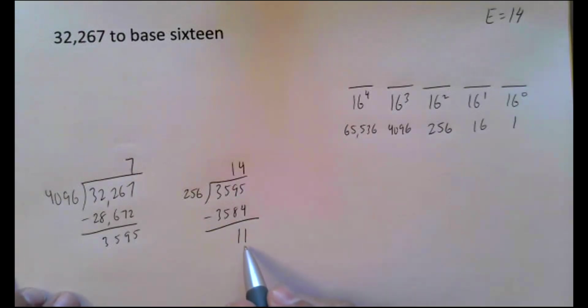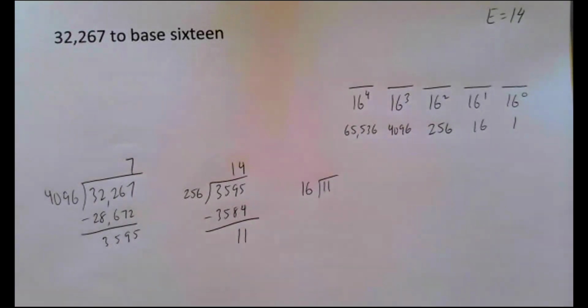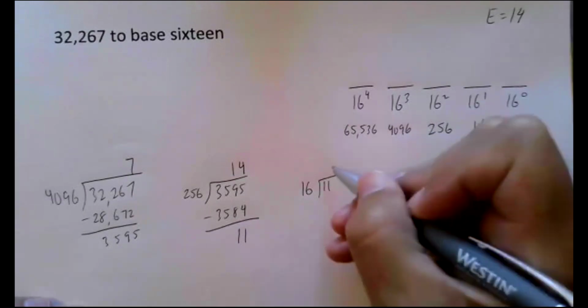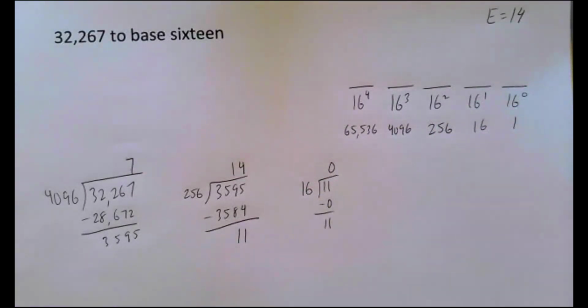Always take the remainder that you get right there and divide by the next place value over. So I need to take 11 divided by 16. I realize 16 doesn't go into 11. That is okay. That just means we're going to have a 0 right there. 0 times 16 is 0. Subtract and get 11.